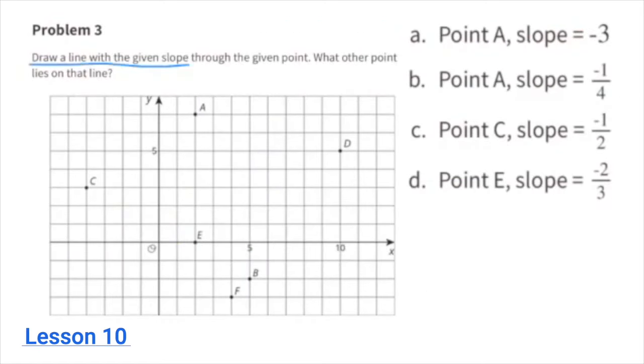Problem number 3. Draw a line with the given slope through the given point. What other point lies on that line? A. Point A. Slope equals negative 3.